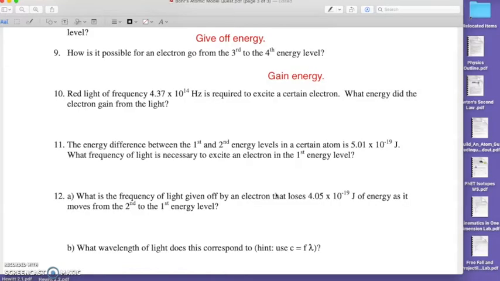The energy difference between the first and second energy levels in a certain atom is 5.01 times 10 to the negative 19 joules. What frequency of light is necessary to excite an electron in the first energy level? Do it now.